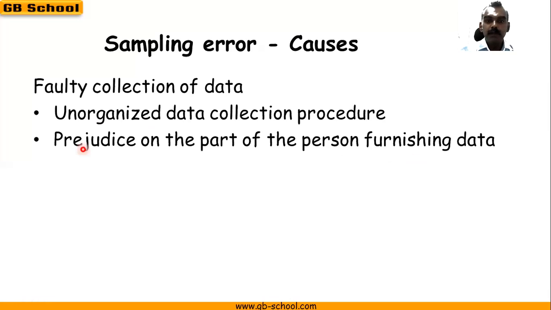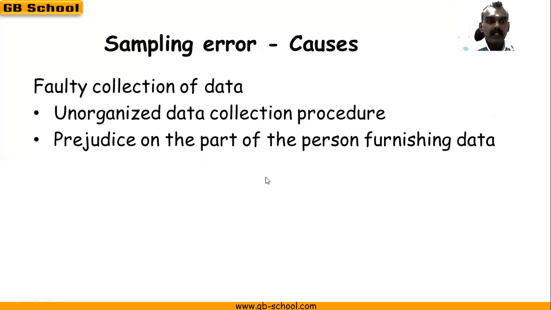Next, prejudice on the part of the person who furnished the data. Suppose a person is giving data, he has certain prejudiced ideas, so he may not give the data. For example, you want to collect data related to substance abuse, and I am approaching a person. We know he is indulged in substance use, but we can't force him to give the data. If we ask him, do you smoke? The person may say, no, I don't smoke. But basically, he may be a smoker. So in that case, we will not get the appropriate information. So there is prejudice on the part of the person who furnished the data.